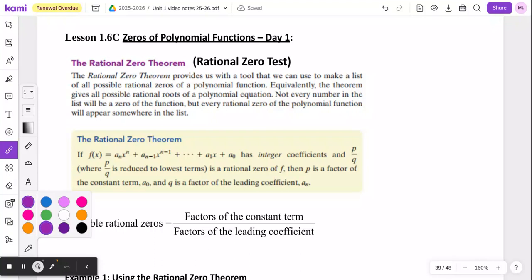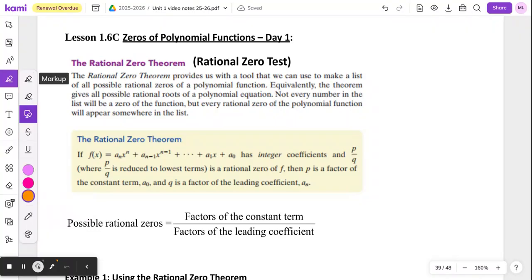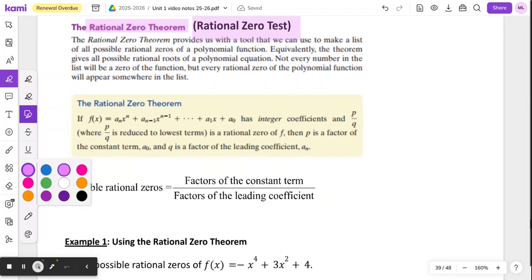All right, so today is where we really dive in to new information, new concepts for pre-calc, stemming from what we already know about algebra 2 and polynomial functions. So something new here we have is the rational zero test or the rational zero theorem. It allows us to make a list of all possible rational zeros of a polynomial function.